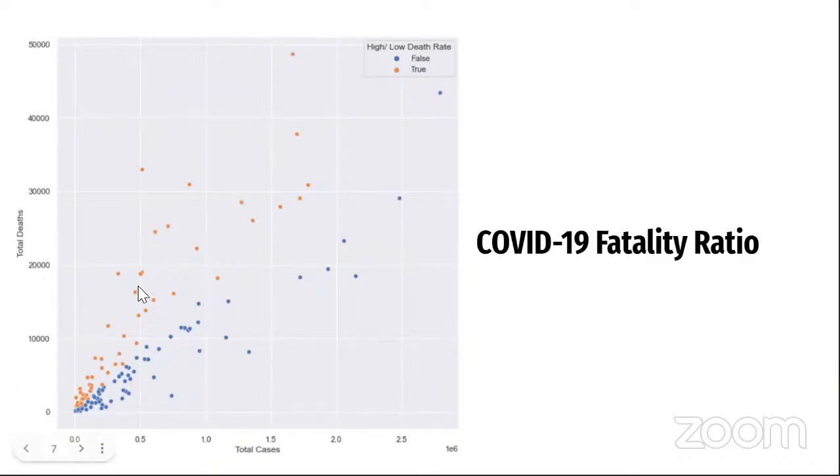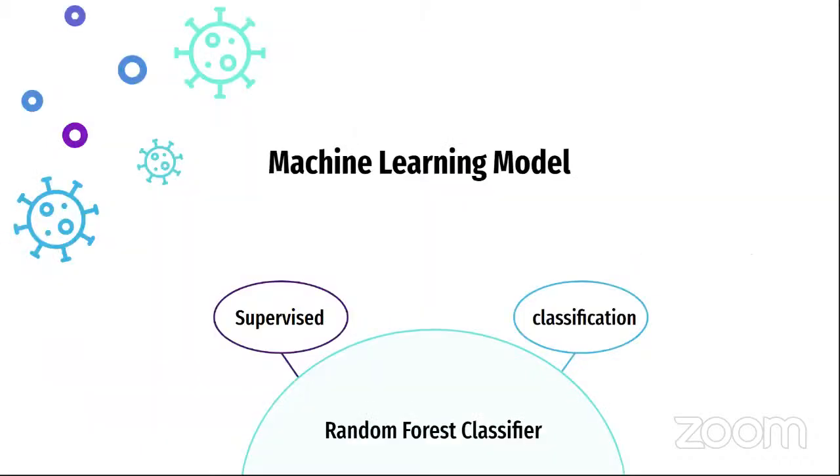And as we can see, those countries with high fatality ratio were in the orange, and the low death ratio were in the blue. So the purpose of doing this is that we want to build a machine learning model that, when given a total test case and a total death rate, will be able to categorize this country to either be blue, meaning they don't have a high death rate, or to be on the orange side of the graph. So to build this model, we used a random forest classifier, which is supervised, meaning that the data set that we are going to give to this machine learning model is labeled as we did, and also it is able to classify whatever information we have into categories.